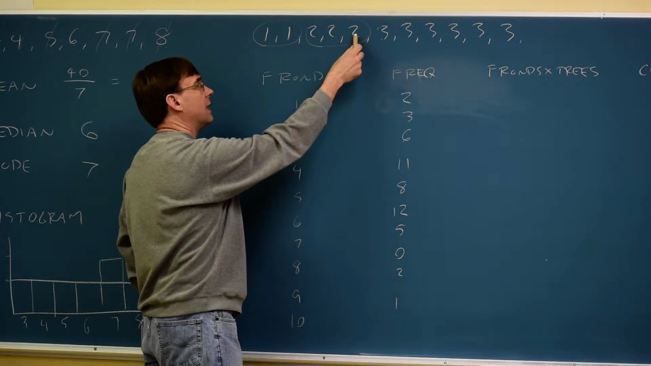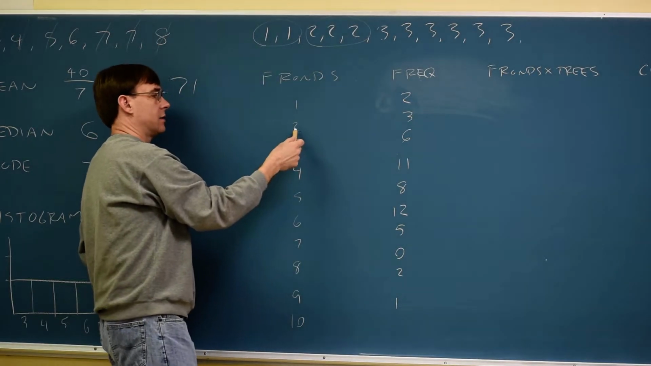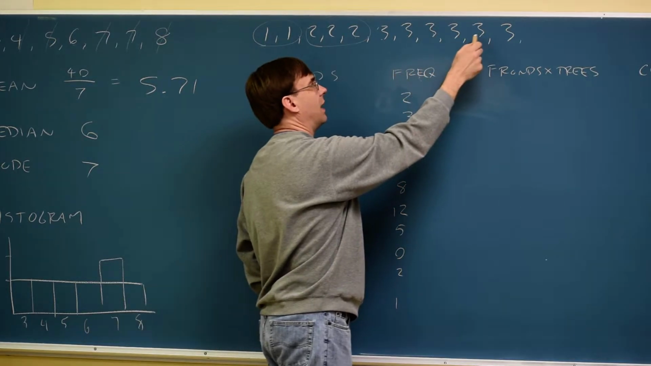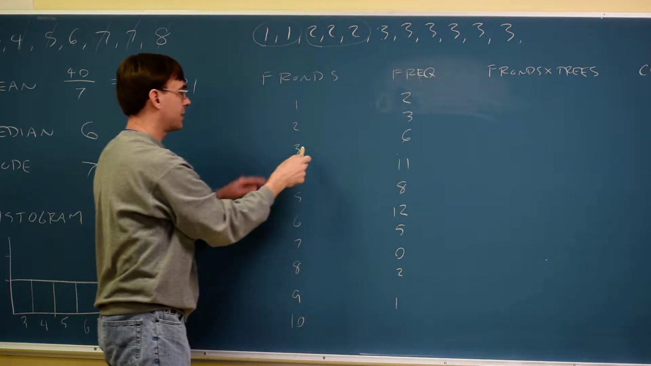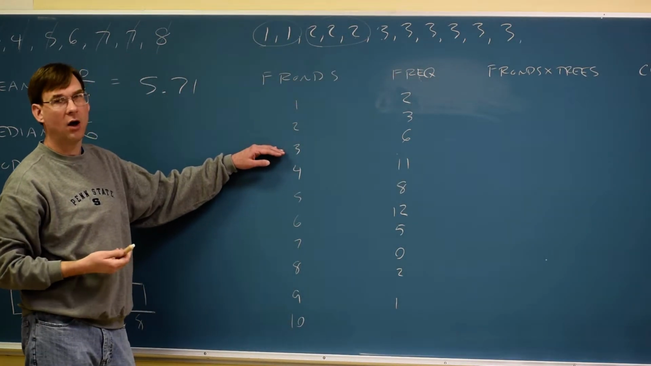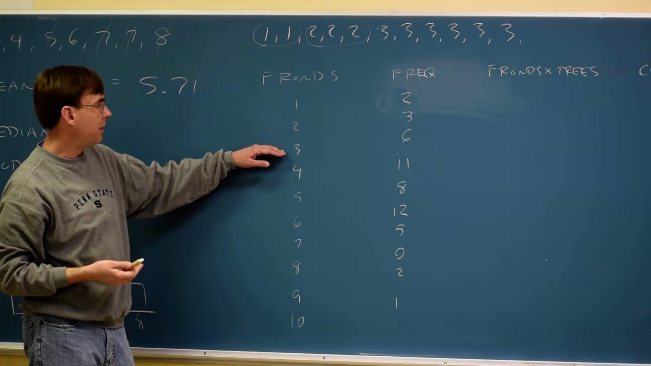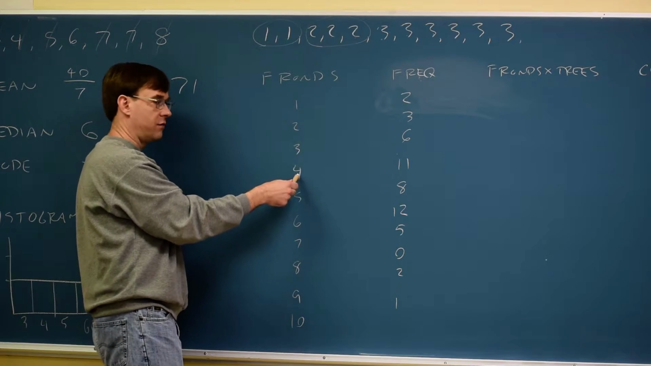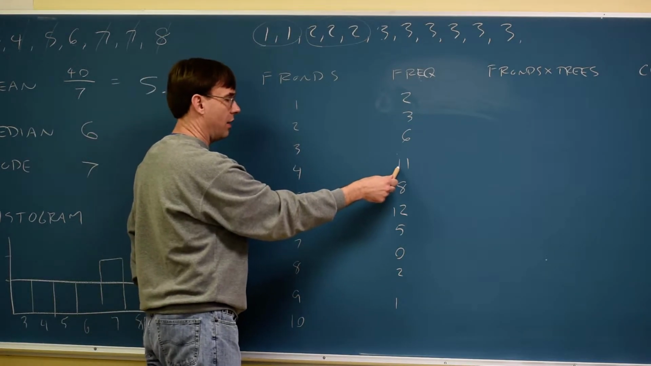There's 3 trees that have 2 leaves apiece, so they made a 2 column that has a 3 in it. 2, 3, 4, 5, 6. There's 6 that had 3, and then I lost interest in making the list. But this table is describing to you that for 4-leaf type trees, there's 11 of those.